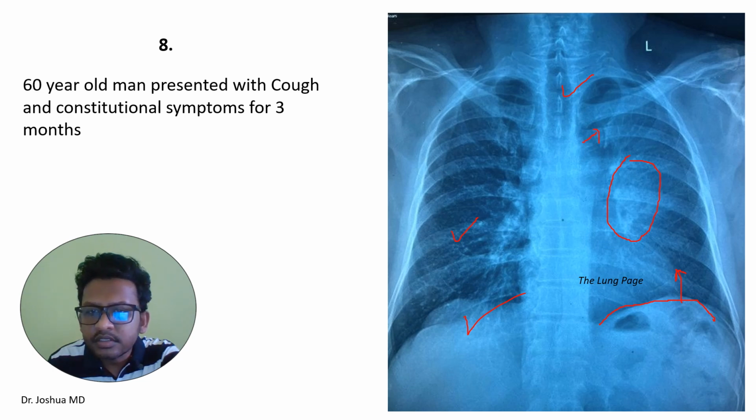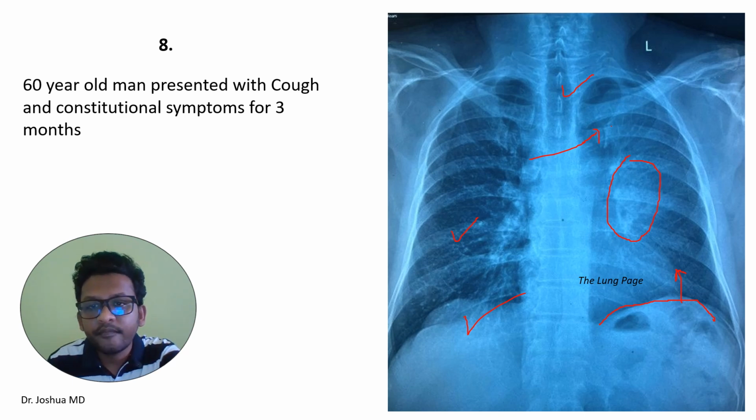what is this? This sign is called the Luftsichel sign. Okay. And you can also see the haziness there. So it's a very important chest X-ray. You can't miss this. This is called left upper lobe collapse.